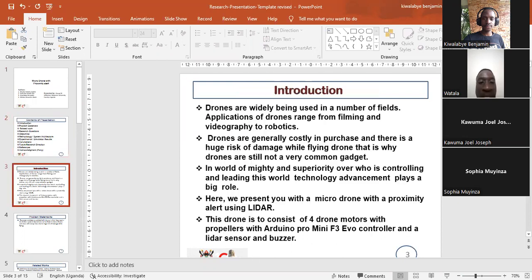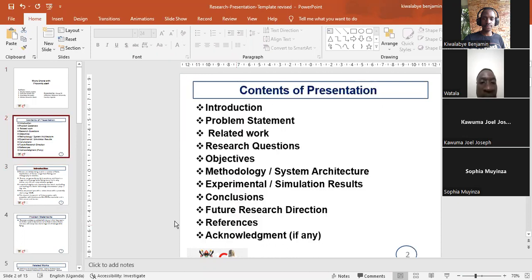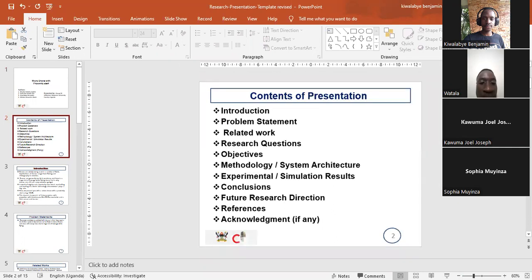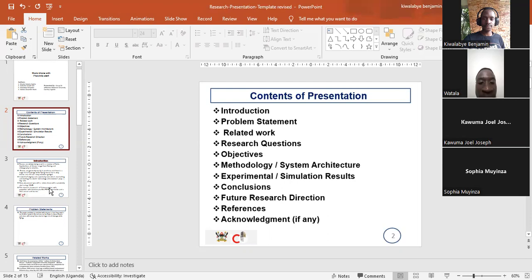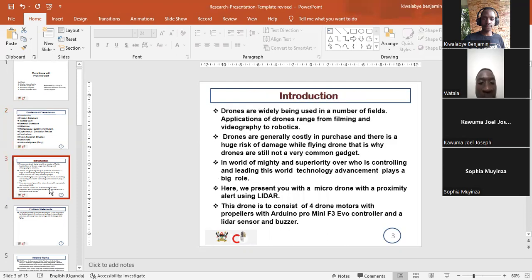Below are the contents of the presentation. First of all, I'll start with the introduction. We have the introduction, the problem statement, related work, research questions, objectives, methodology. This is basically the system architecture and how we are going to implement the project. The experimental results, conclusions, future research, and the references. Let me begin with the introduction.